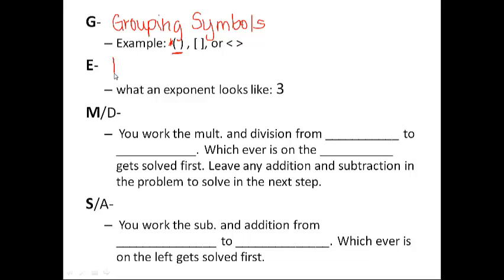Alright, the next one is E, and E stands for exponents. Alright, we're not going to really go into what an exponent is, but what an exponent looks like, just so you know, you have this normal 3 right here, and then you might see that little number in the top beside it on the right. This is the exponent. Okay, and real quick, what it does is it tells you how many 3's are in the problem, how many 3's are being multiplied.